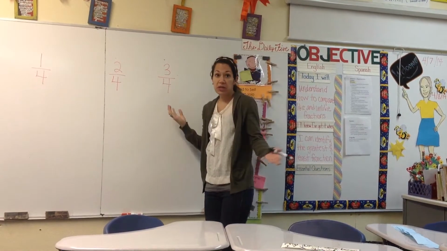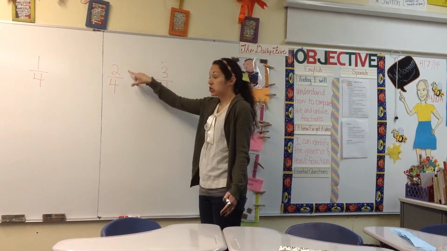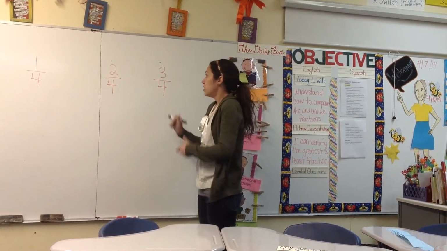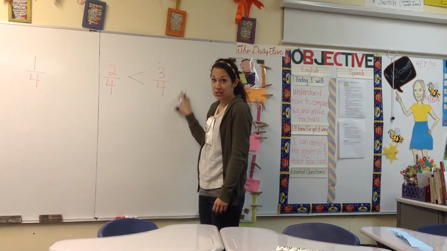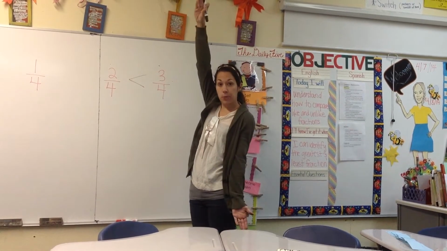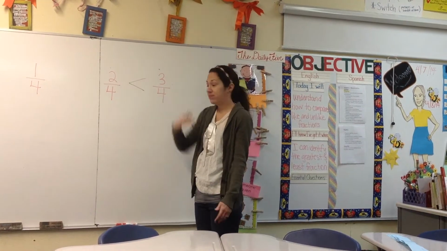And which one is bigger? Well, I have 2/4 and 3/4. So if I look at 2 and 3, which number is bigger? 3. So 3/4 is my greater fraction. Remember, when we're making our greater sign, that big open end is the one that points to the bigger fraction.